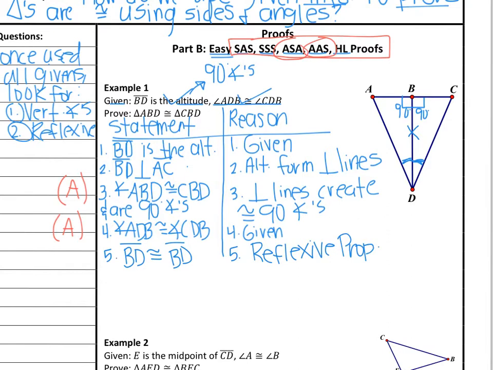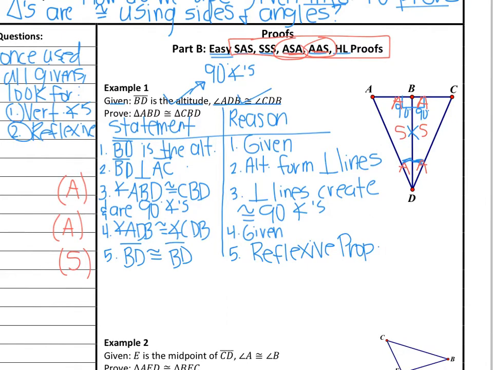Okay, so that side BC is obviously a side. So now we have to determine, is it angle, side, angle, or angle, angle, side? So we have to start with one of the three pieces, and I would probably start with, so we have an angle, we have a side, and we have an angle. If I look at both triangles here, I have that 90-degree angle, the reflexive side, and the angle.